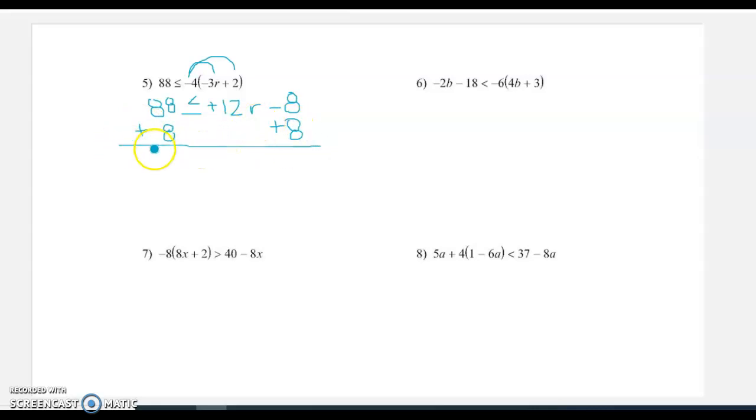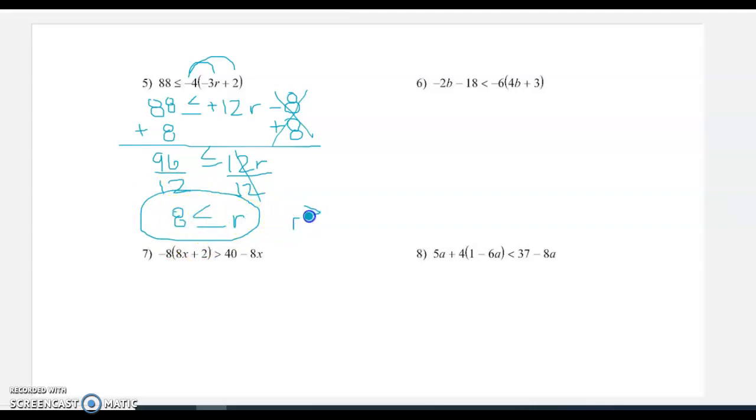88 plus 8 gives me 96, less than or equal to 12r. The 8 canceled out. So now to get r alone, to get rid of a multiply by 12, I'm going to divide by 12. 12 is positive, so I don't flip-flop. 96 divided by 12 is 8, is less than or equal to r, because 12 over 12 cancels. Again, if you need to rewrite it, if 8 is less than or equal to r, then r is greater than or equal to 8.